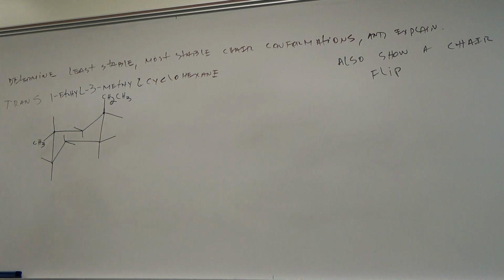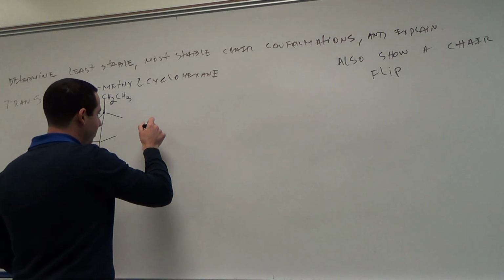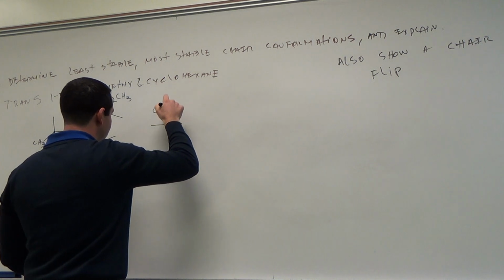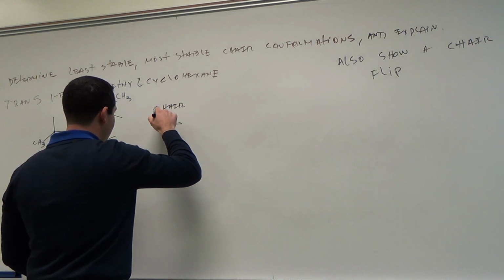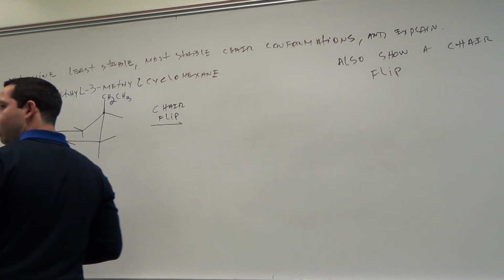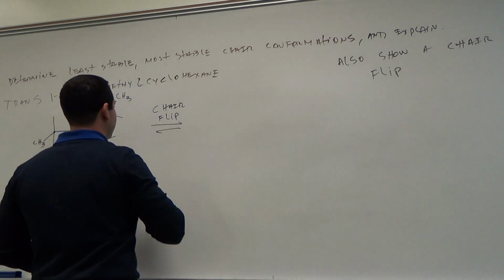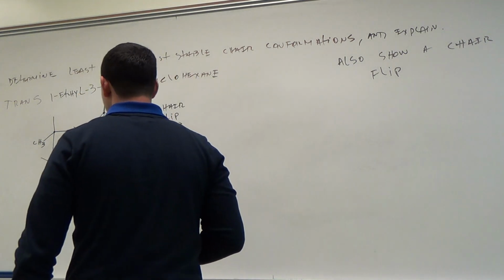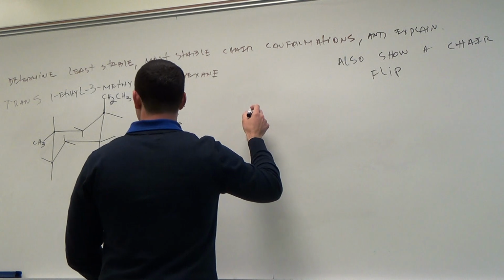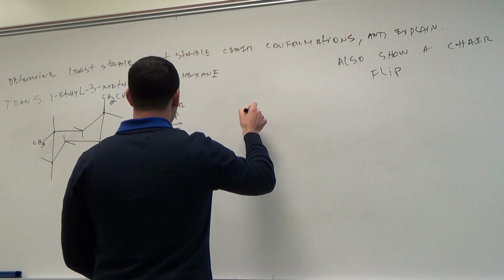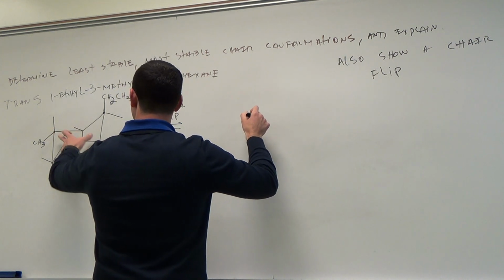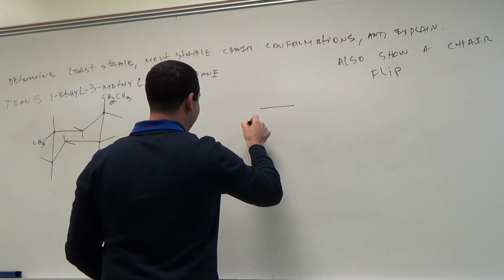And now I am going to do a chair flip. Did I say that the chair flip goes through the boat conformation? In order to do a chair flip, it has to go through the boat conformation. Did I show you the boat? Yes, you did. So now this time, I am going to draw that one that way.